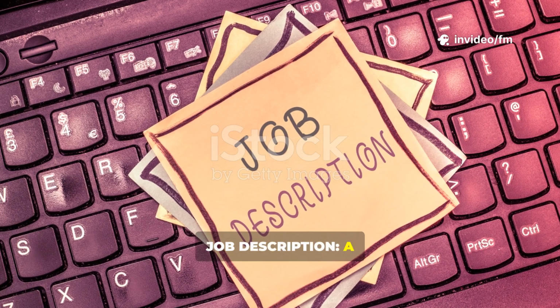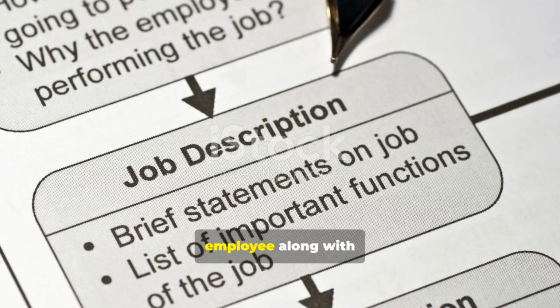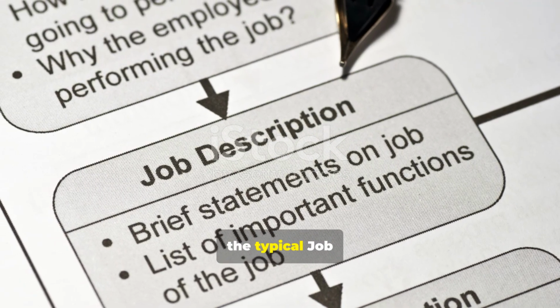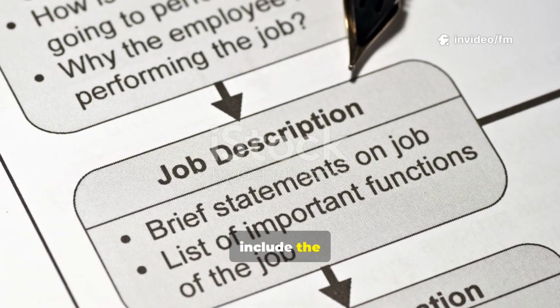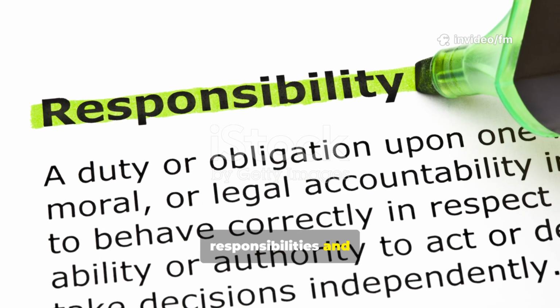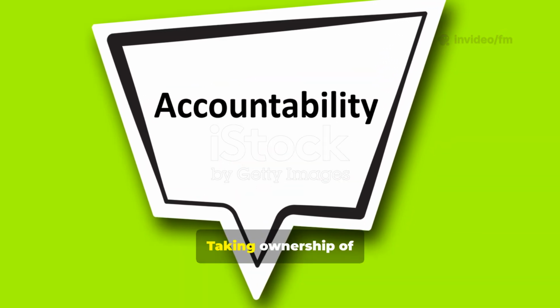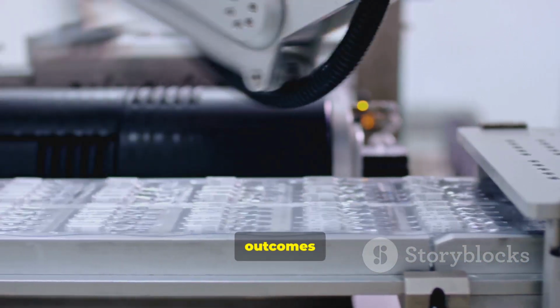Job description. A documented job description of each employee shall be available and approved by the employee along with the management. The typical job description must include the following: the detailed description of the responsibilities and tasks of the job within the organization. Accountability, taking ownership of your work and its outcomes.